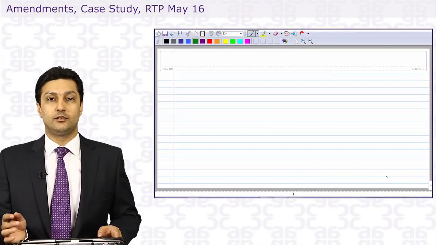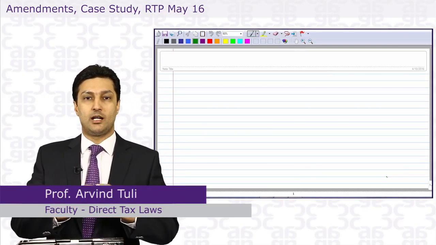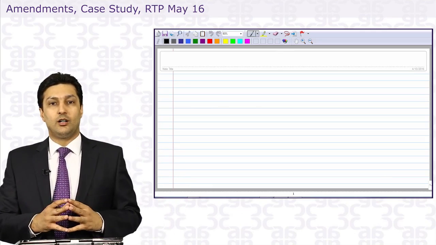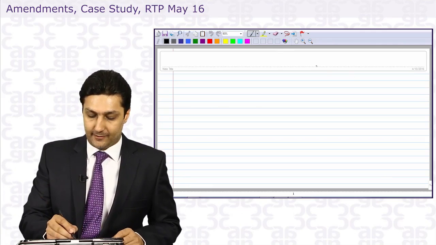In the first part, I did the amendments and brief provisions for deductions. I think what you need to pick up is three things.